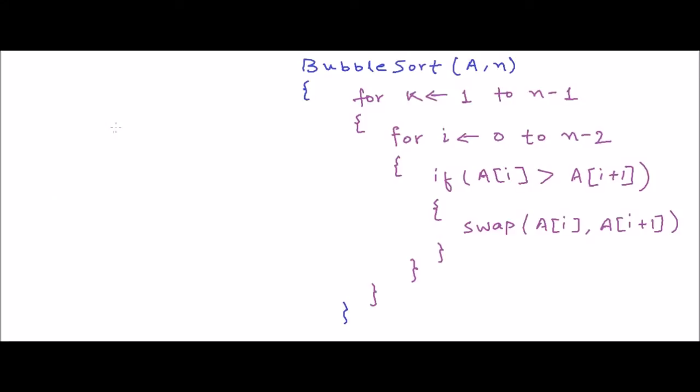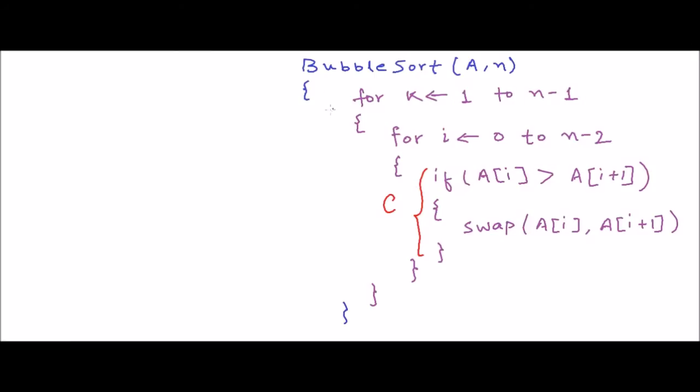Let's now try to analyze the time complexity of this algorithm. The running time of this algorithm will be the running time of these statements inside the nested loop. Let's assume that these statements will take constant time c in the worst case. These statements will execute in constant time.